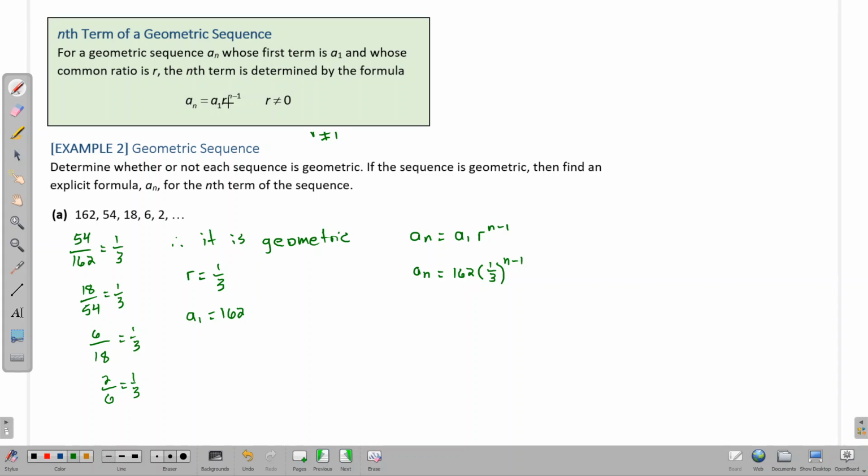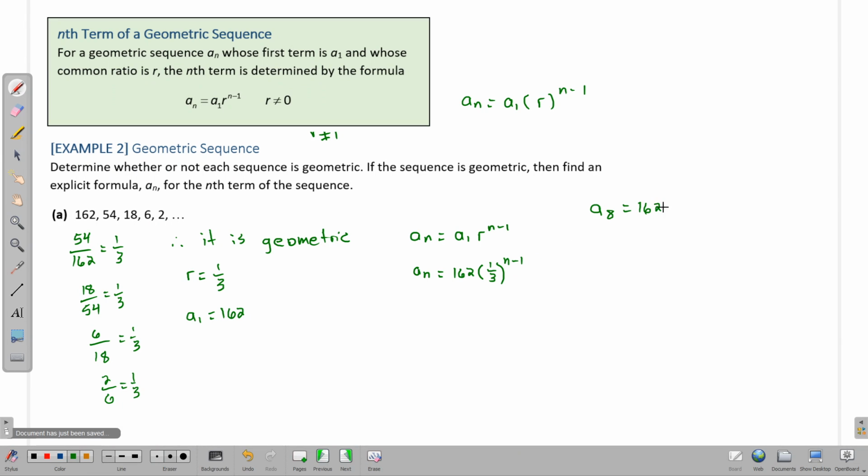I know we don't write it back here, but it would probably be good to just always think of it in this form. That would be the safest way to think of it. Okay, so that gives us our explicit formula. It didn't ask us to find anything else. If we needed to find a specific term, a lot of the homework problems will say, find the 8th term. Then you would just plug 8 into this.